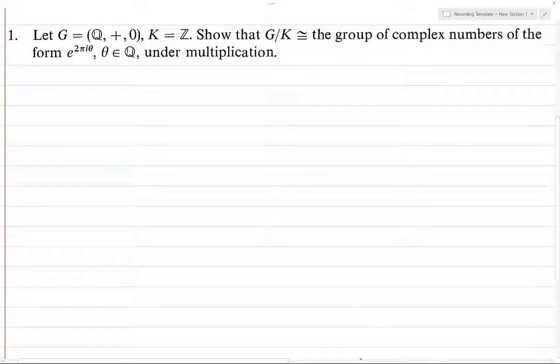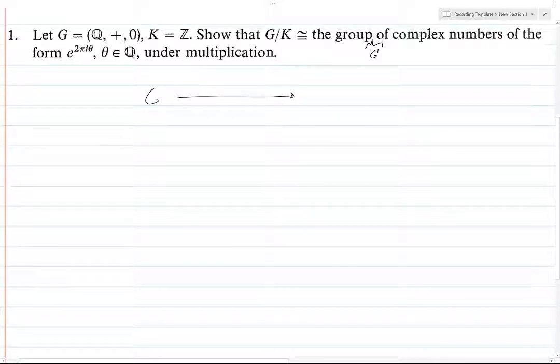All right, here's a neat example that can help illustrate how exactly the fundamental theorem of homomorphisms works. So before we actually do the proof, let's draw some pictures and see what's going on here. We're going to call this group here the group G prime of complex numbers of that form under multiplication. And so let's have this diagram.